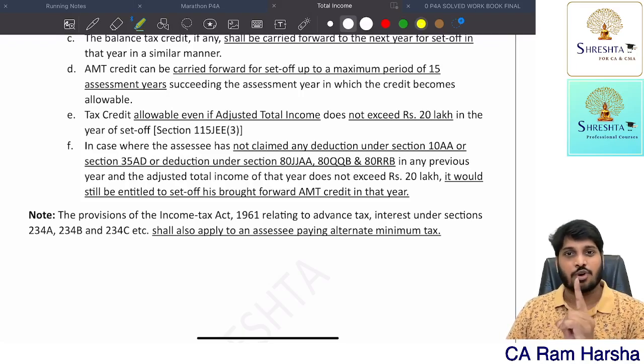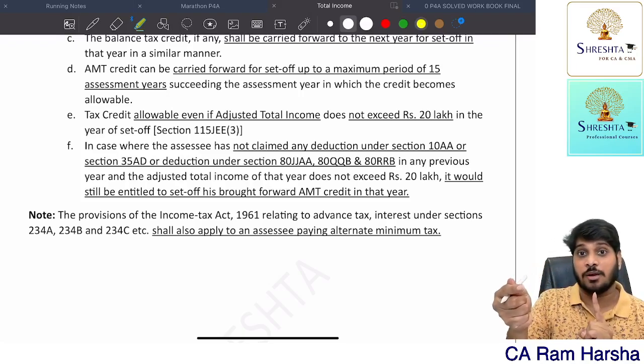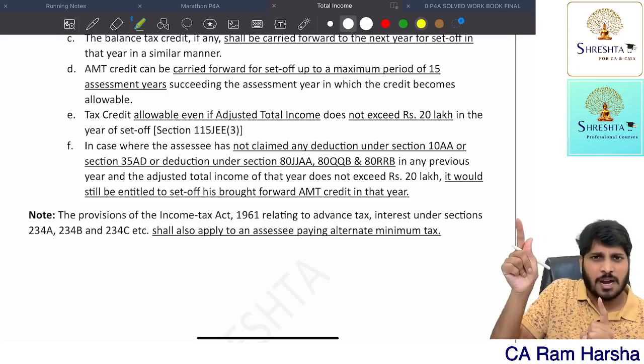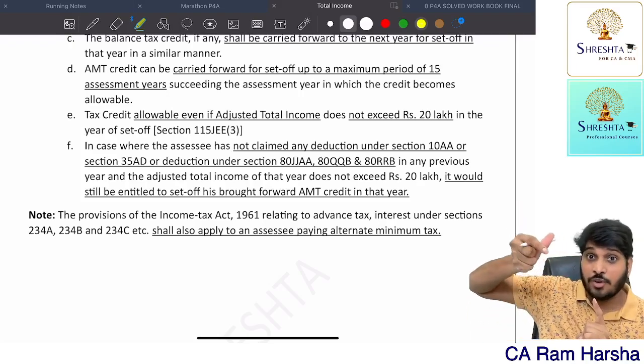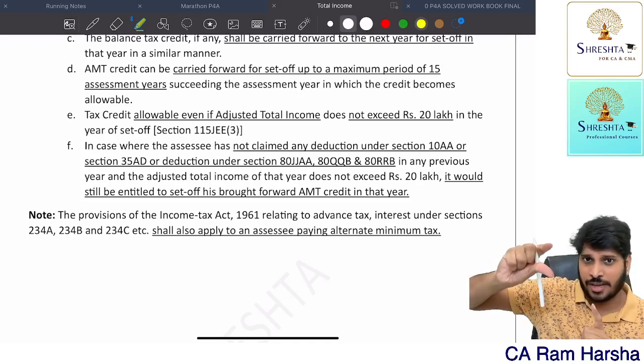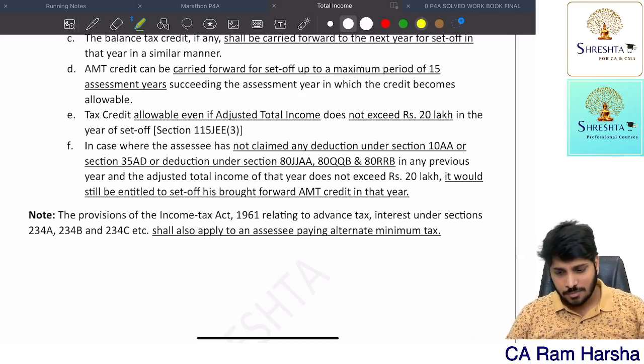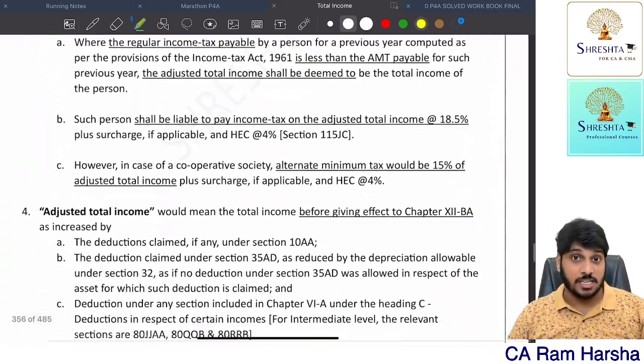Once AMT is carried forward, you can set off against regular tax payable, provided that if AMT is also there in that year, that minimum amount you pay to the department in cash. Extra, over and above AMT, whatever regular tax you have to pay extra, against that only you can set off AMT credit. That's it. So with this, 115 JEE is completed.